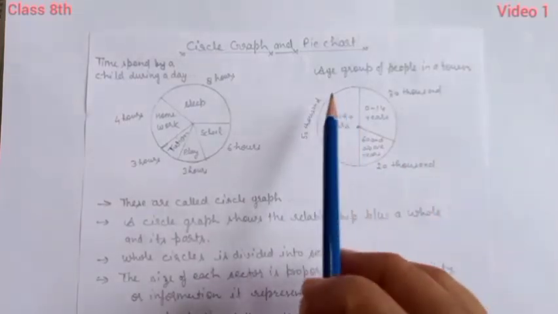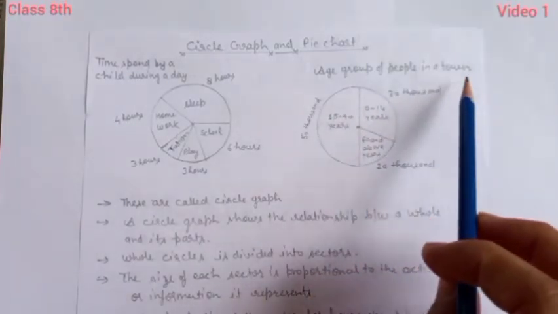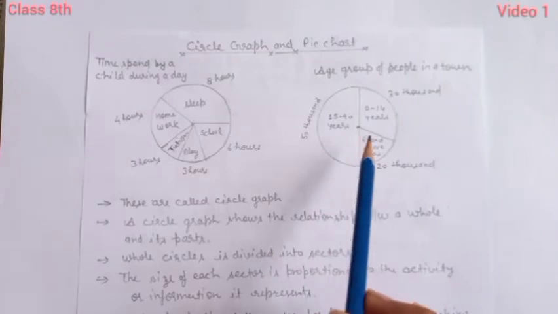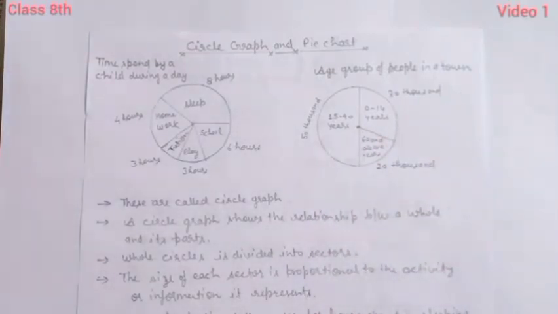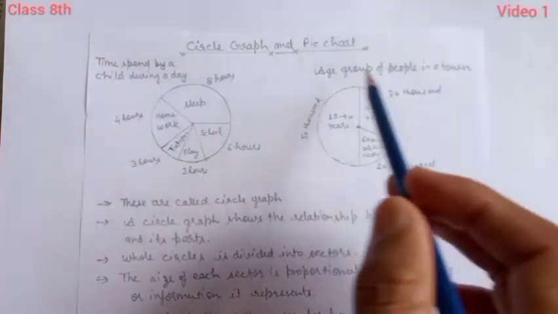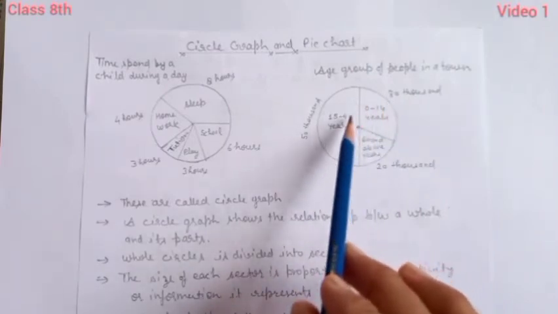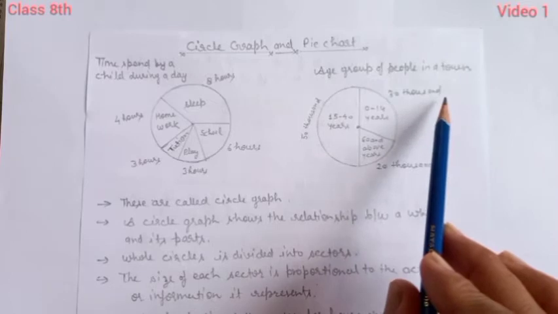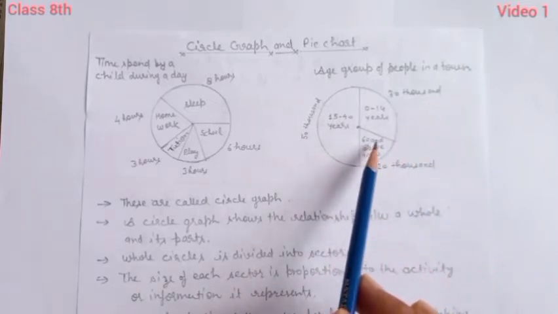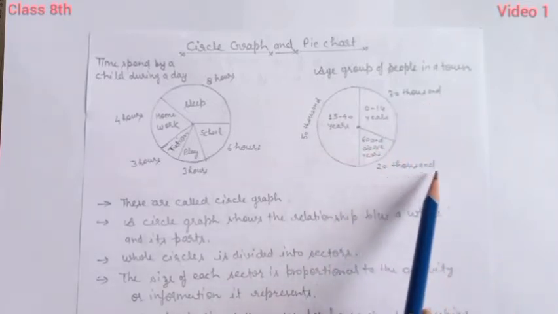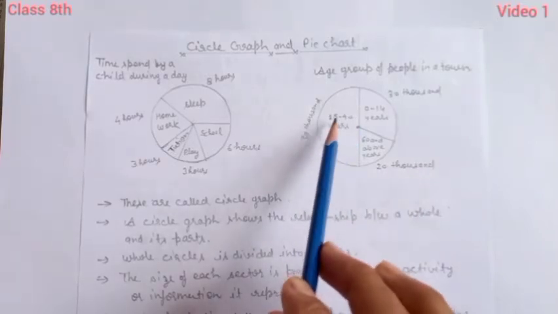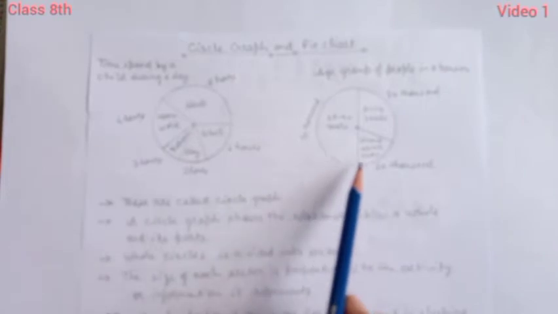Similarly, the second example is the age group of pupils in a town. You know that the age group could be from 0 to above 80, so here is a group. For 0 to 14 years the number of pupils is 30,000 in the town, for 60 and above years there are 20,000 pupils, and for 15 to 40 years 50,000. So here we represented groups of people in a town.